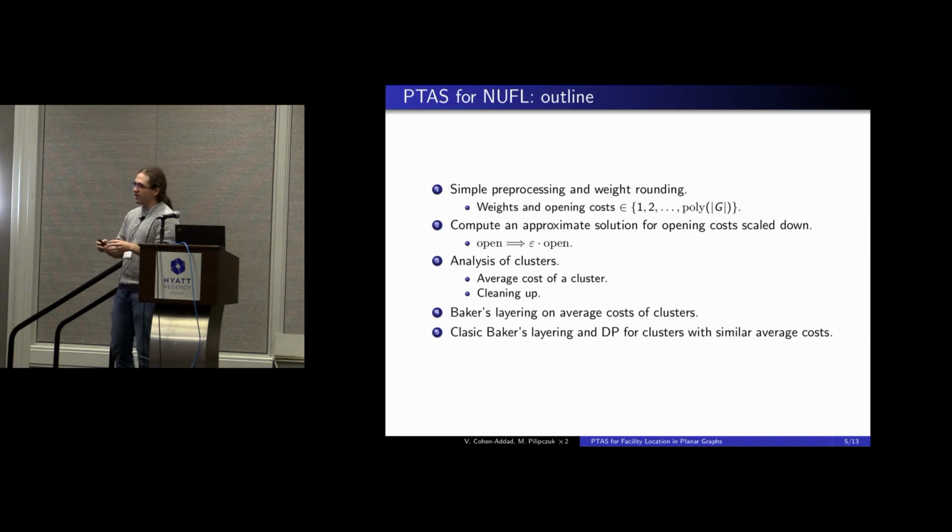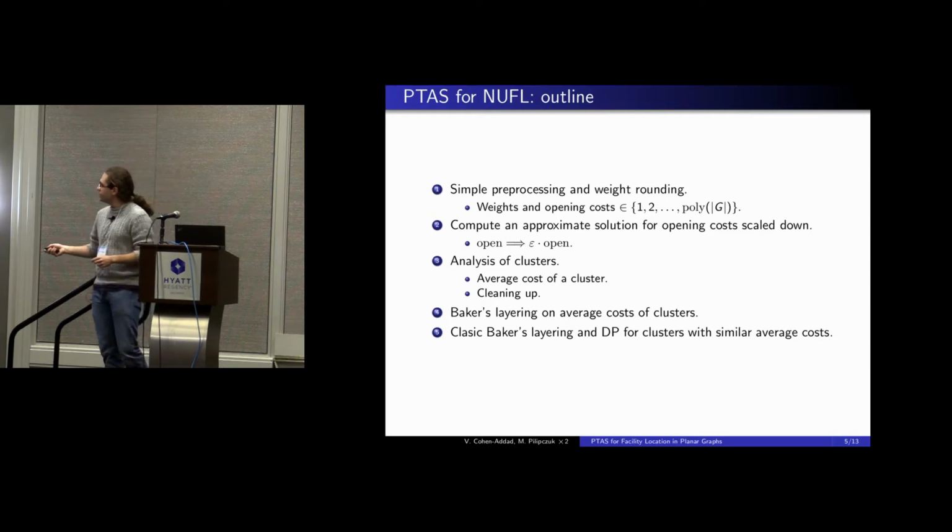And then once we get clusters of more or less the same average cost, this will be a standard but quite hard exercise for a graduate student to nail down: Baker, DP, with DP, to end up with the PTAS in the end. Okay, so that's the outline.